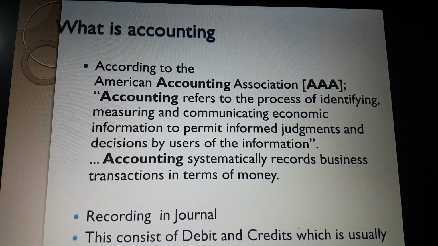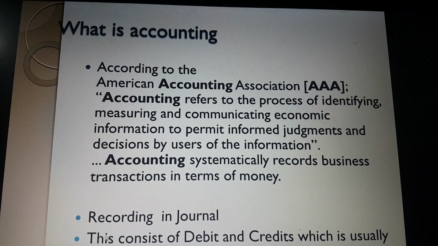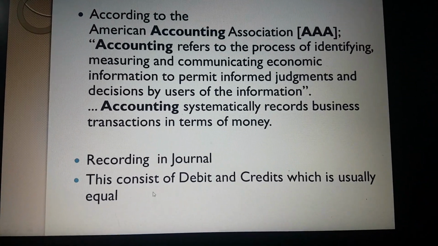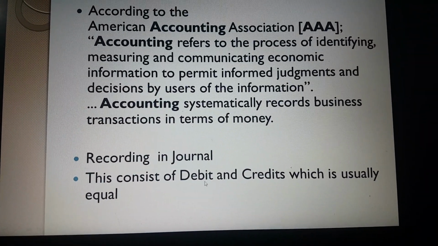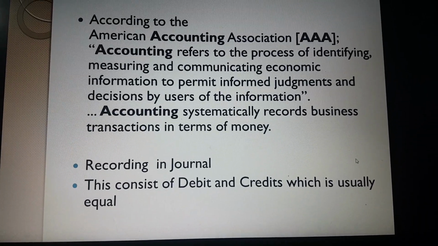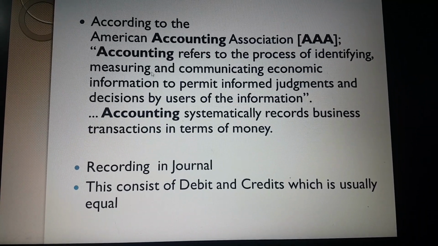And where do we record that? The identifying is in the journal. And the journal usually consists of a debit and credit. And this debit and credit should always be equal. Okay? Next, after that, we measure.